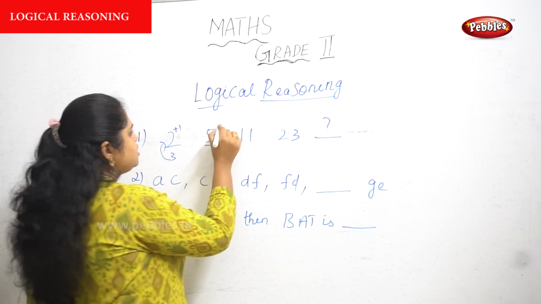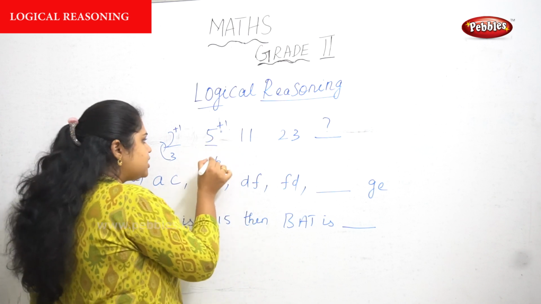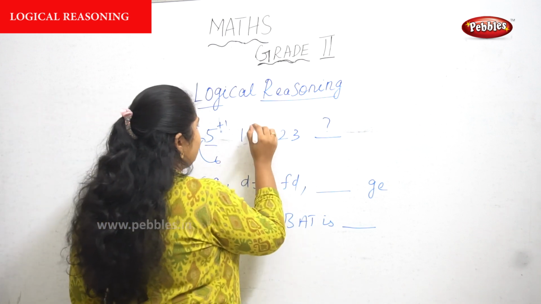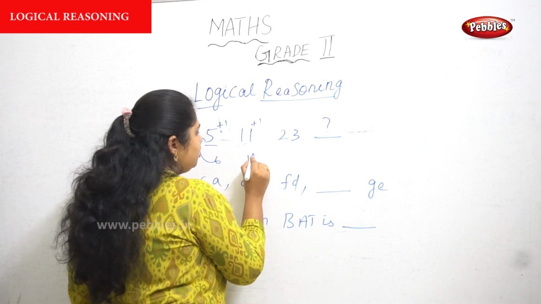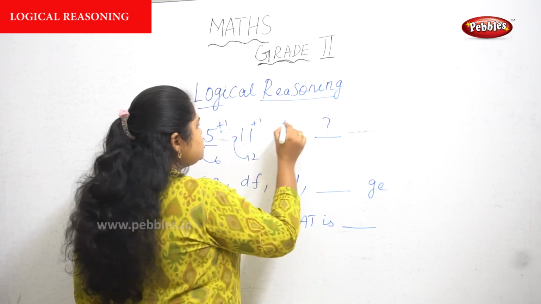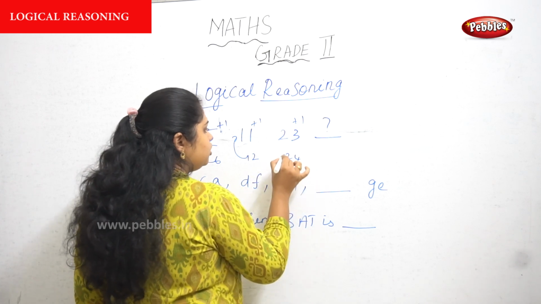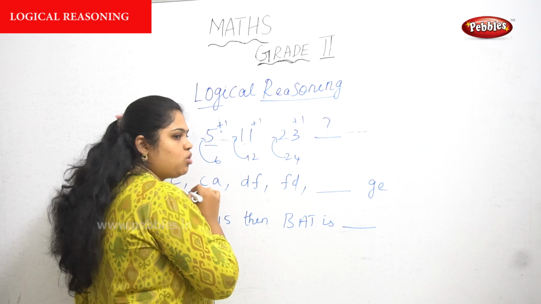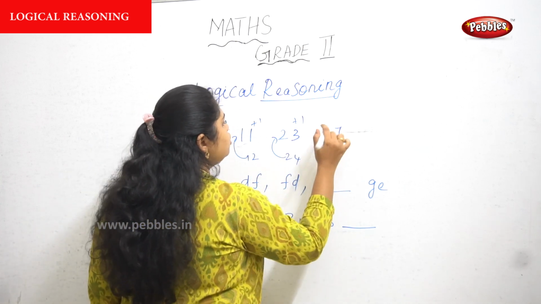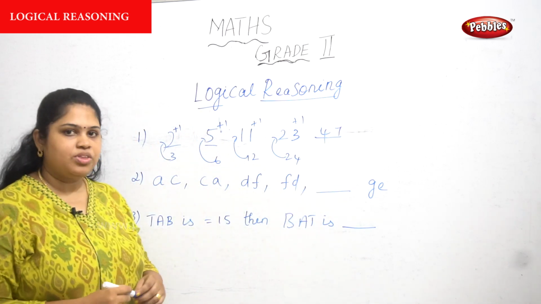Okay, next 5 plus 1. What is 5 plus 1? 6. The 6 is added to the 5, and you get 11. Next, 11 plus 1 is 12. The 12 is added to the 11, giving 23. Then 23 plus 1 is 24. Now the 24 is added to the 23. What is the answer? 47. So 47 is the answer.